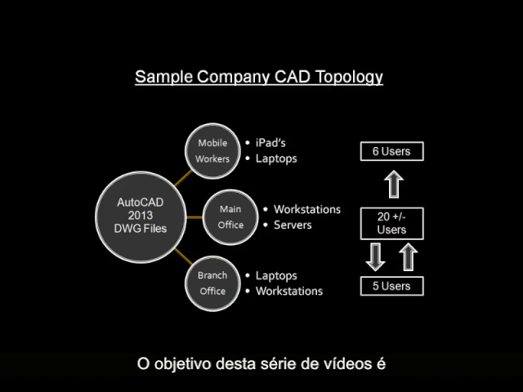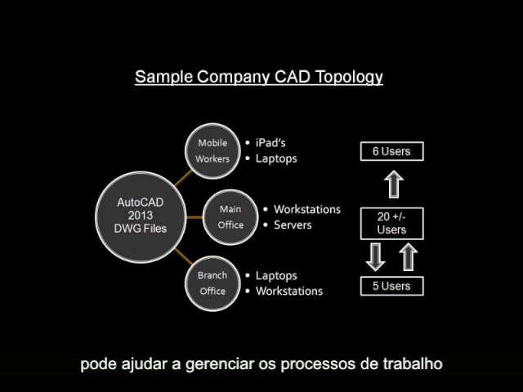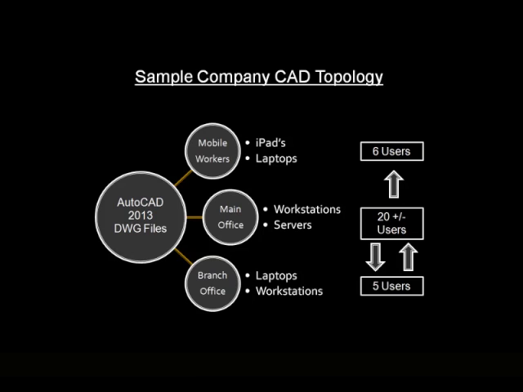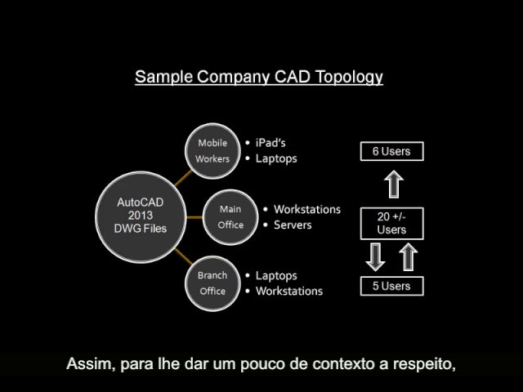In this series of videos, the goal is going to be to acclimate you to how Autodesk 360 can help you manage the work processes that you have to deal with in a typical company environment. So to give you some context for this, I've created a sample company CAD topology here, where we can see that the company is standardized around AutoCAD, but they have branch, main offices, and mobile workers.